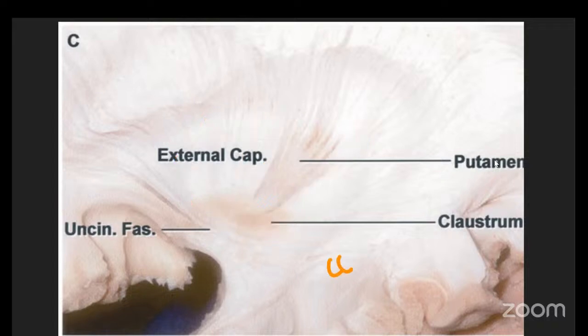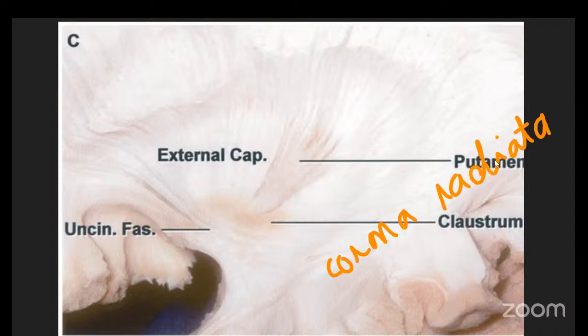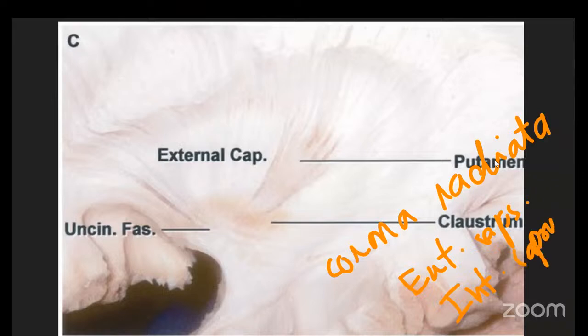Also, I'm not sure if I have mentioned it before, the corona radiata, when it comes downwards, it gets divided into these two capsules, the external capsule and the internal capsule. They are white matter tracts, and they are a continuation of the corona radiata.